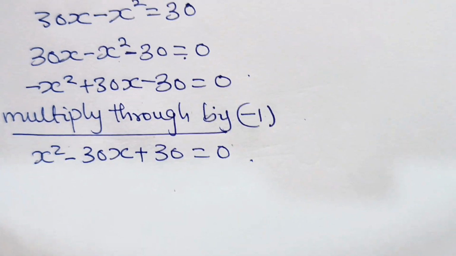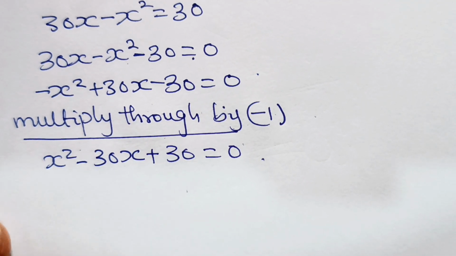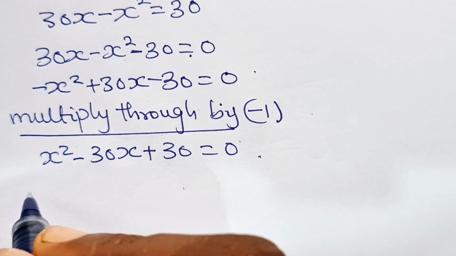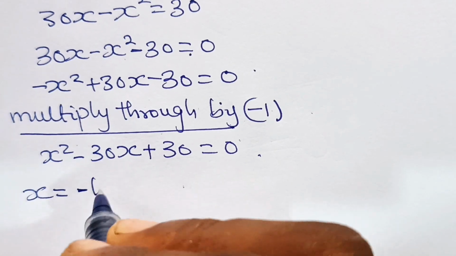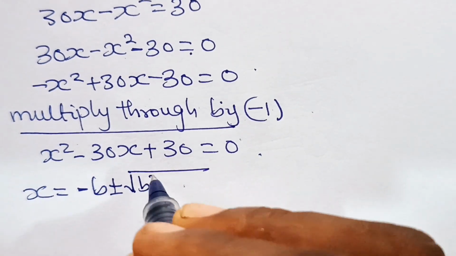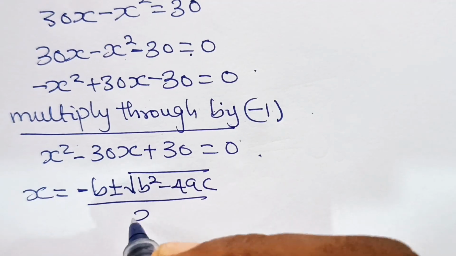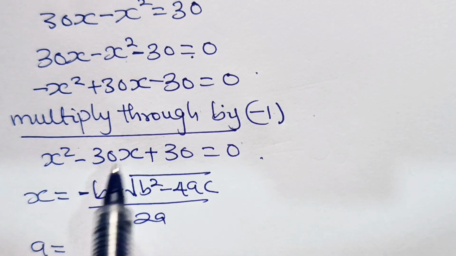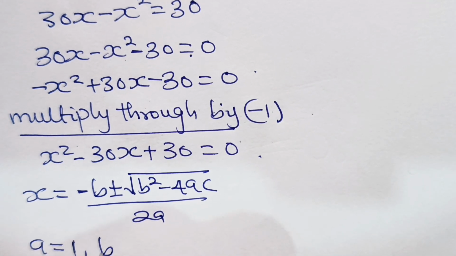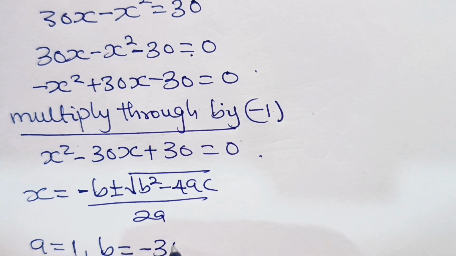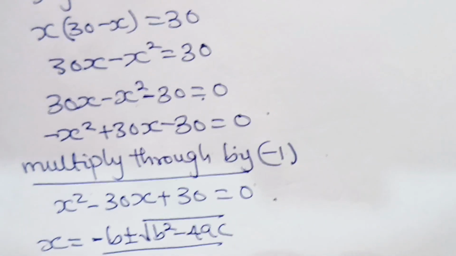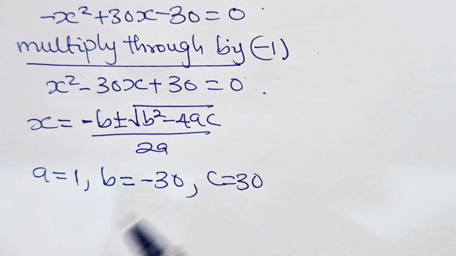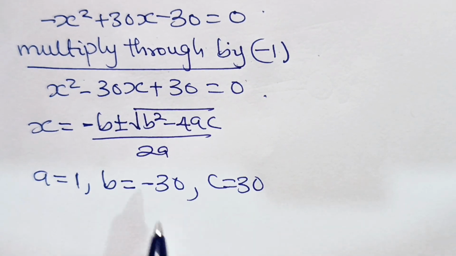Now, this is a quadratic equation, and we are going to solve it using the quadratic formula, which states that x is equal to minus b plus or minus the square root of b squared minus 4ac, everything divided by 2a. Now, our a is the coefficient of x squared, which is 1. Our b is the coefficient of x, which is minus 30. And our c is our constant, which is 30. Now let's substitute these values into this formula.